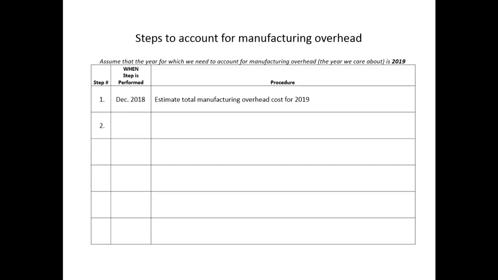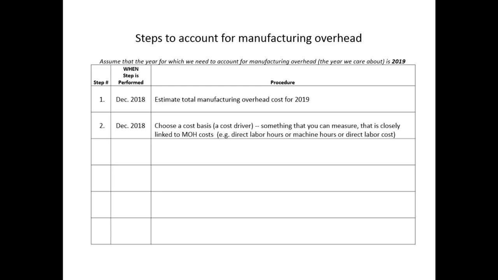Step 2 also happens before we even get to the year we care about, 2019. In December of 2018, we need to choose a cost basis, sometimes called a cost driver. This will be something that we can measure easily and that is closely related to our manufacturing overhead costs. Common cost bases are direct labor hours, if the higher the direct labor hours, the higher the manufacturing overhead, or machine hours, if the more machines are operated, the higher the overhead, or sometimes direct labor costs, if overhead costs increase as direct labor costs increase.